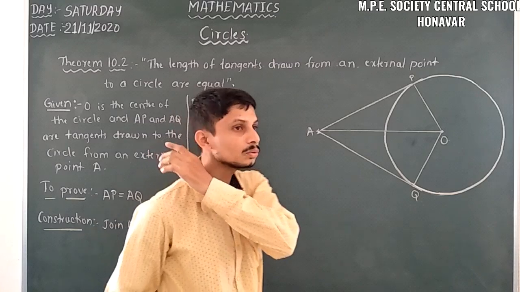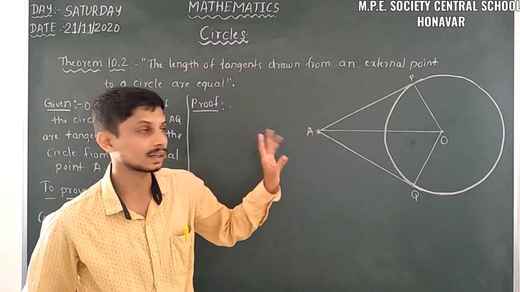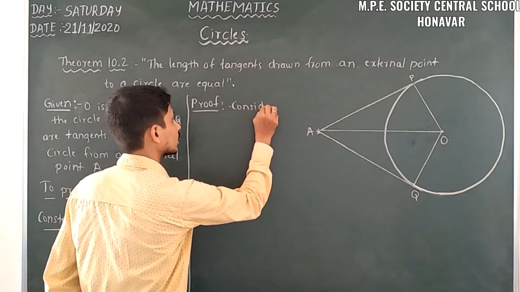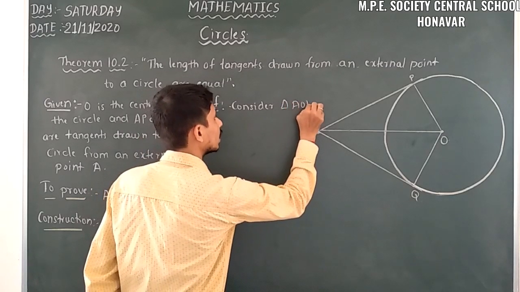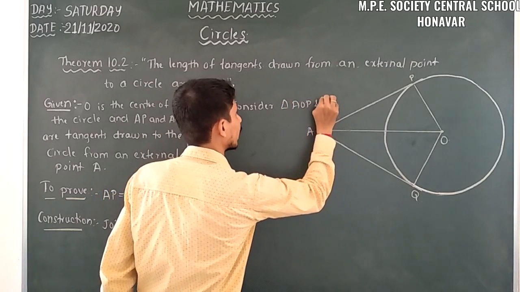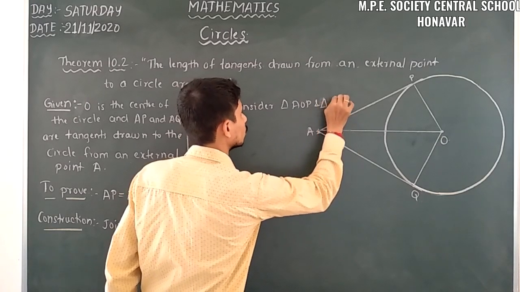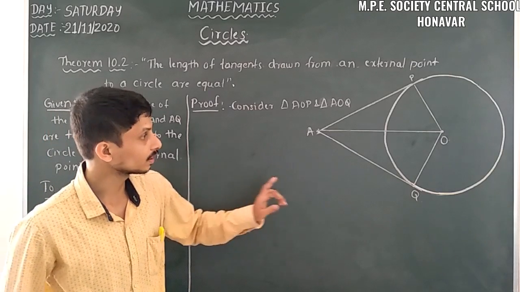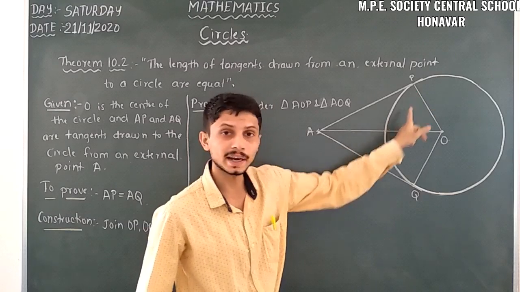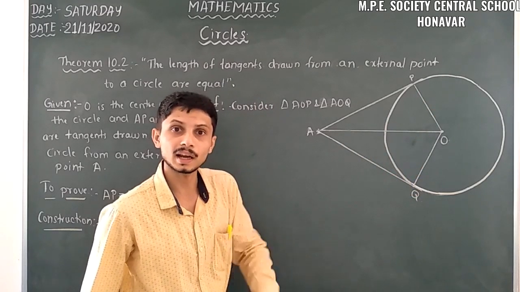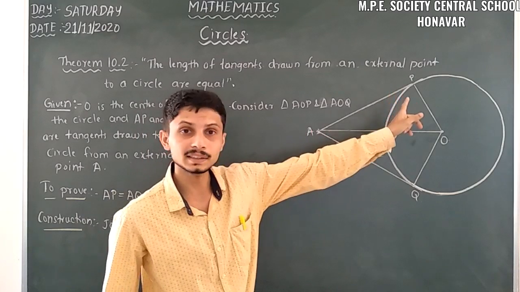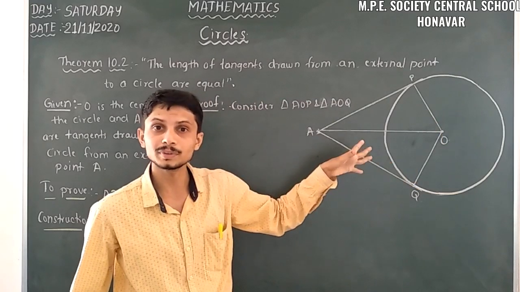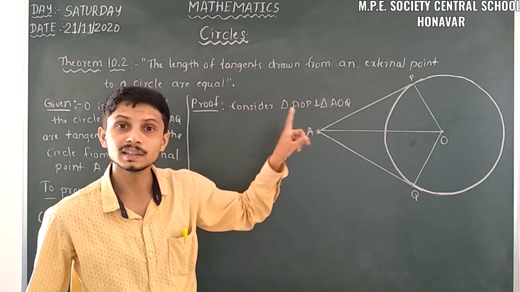Yes, here we have to take two triangles. Firstly we have to consider two triangles: one is AOP and the other is AOQ. Consider triangle AOP and triangle AOQ. In that we have to look at what similarities are there. Just observe, this angle makes 90 degrees. We already learned that when a tangent is drawn, the tangent and the radius of the circle make 90 degrees. That is, it's perpendicular.